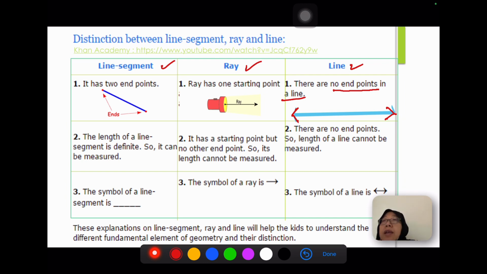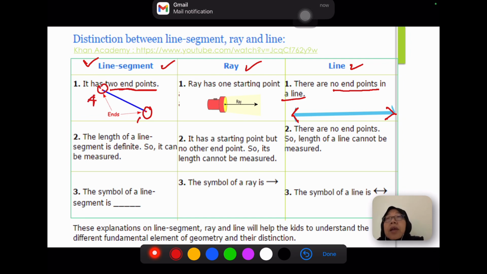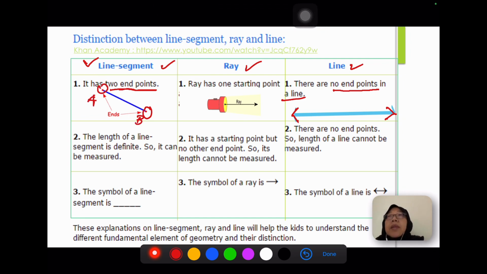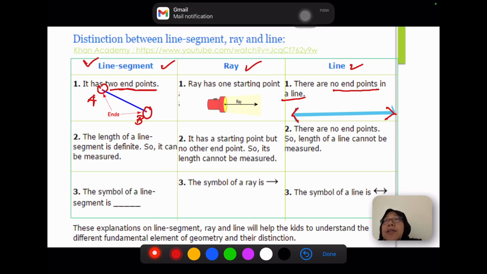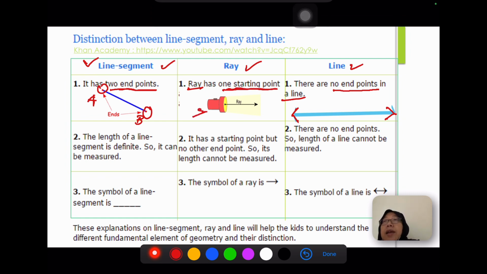Okay, but a line segment has two endpoints. The two endpoints here could be A and B. And then a ray has one starting point, like the torchlight or the sun.